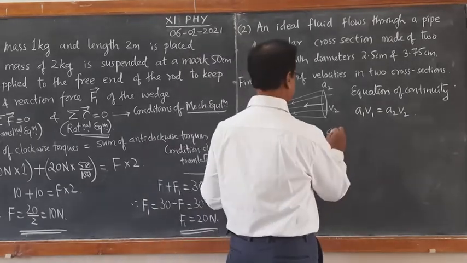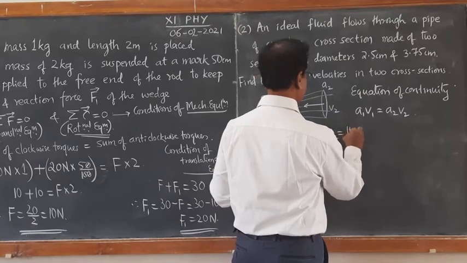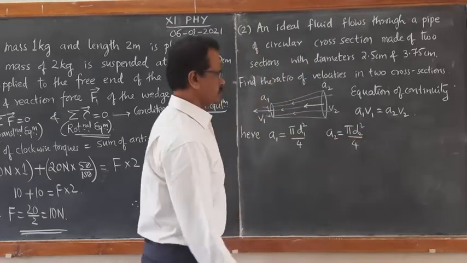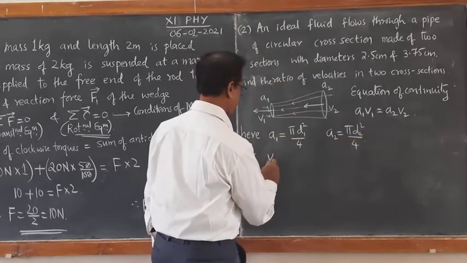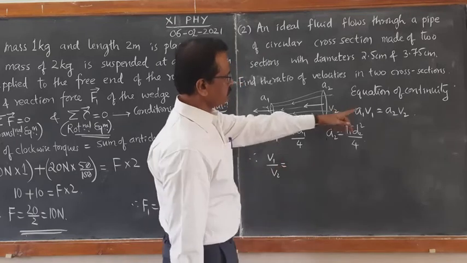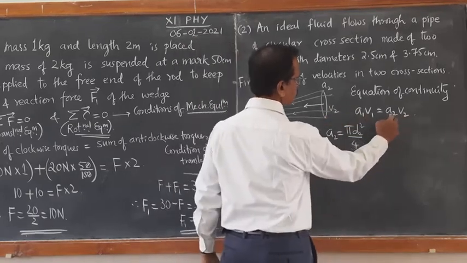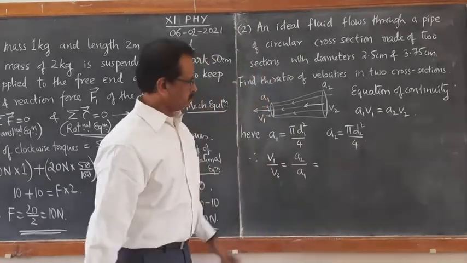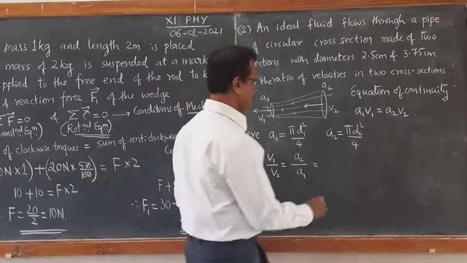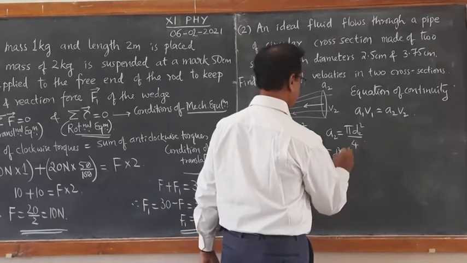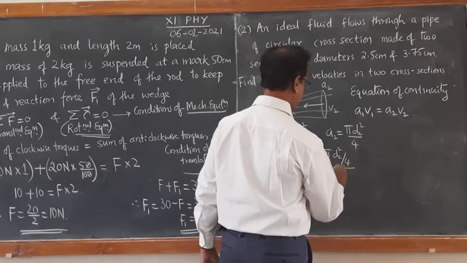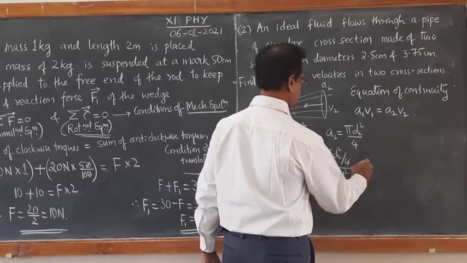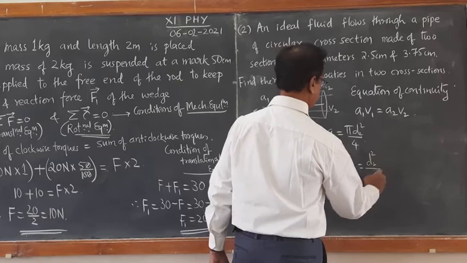In the same manner, I can write A2 is equal to pi d2 square by 4. Just substituting this equation, I can write V1 by V2 is equal to A2 by A1. Just substitute the value of A2: pi d2 square by 4 divided by pi d1 square by 4. Pi cancels, 4 cancels. So you are left with d2 square by d1 square.